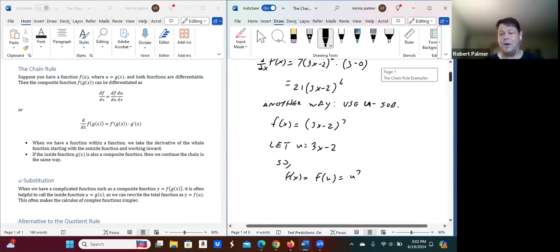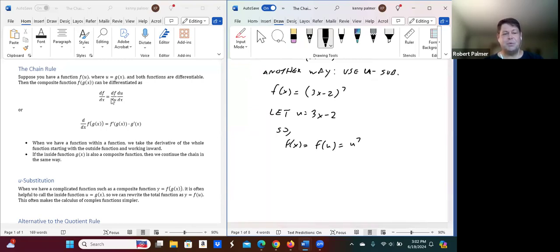Now, how does that help us? Well, it makes it a little bit easier to see this, and especially work with this version right here of this statement. So let's do that. First off, the derivative of f with respect to u: that's going to be 7 times u to the 6th. Then the derivative of u with respect to x: u is 3x minus 2, and we said that's just 3.